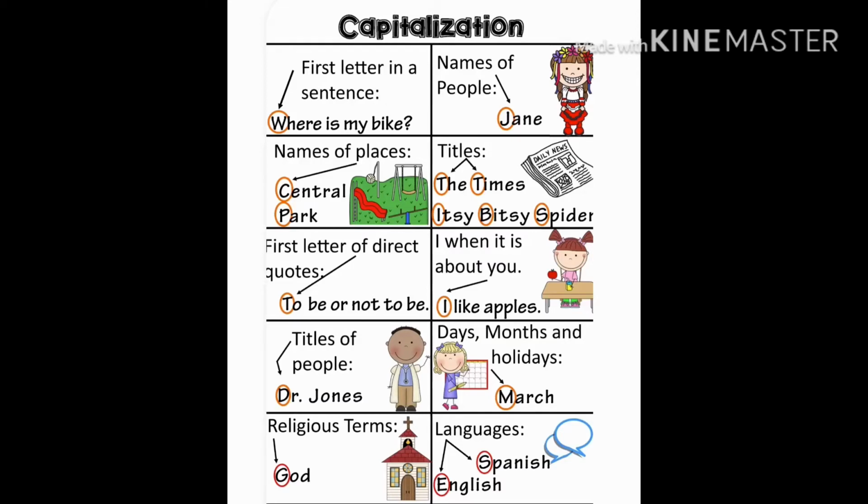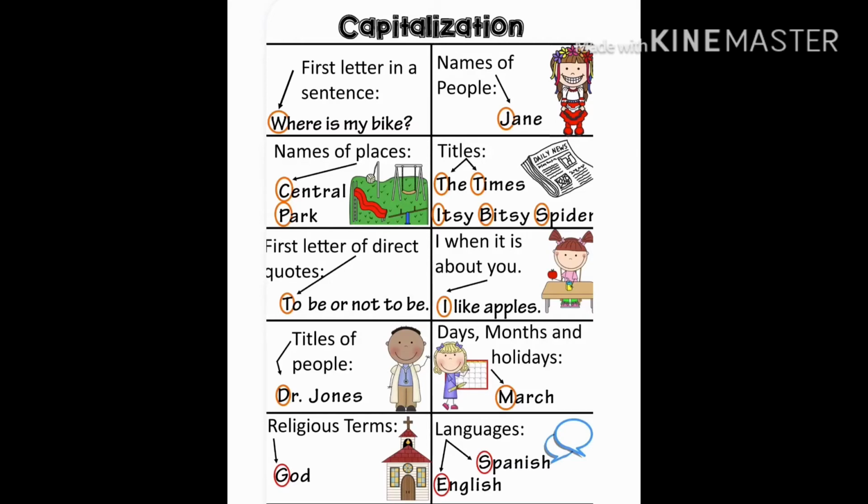Names of places, Central Park, or names of countries or cities too. Titles, The Times or Itsy Bitsy Spider, for example, titles of a newspaper or a song or something like that. We use capital letter in the first letter of direct quotes. For example, to be or not to be.